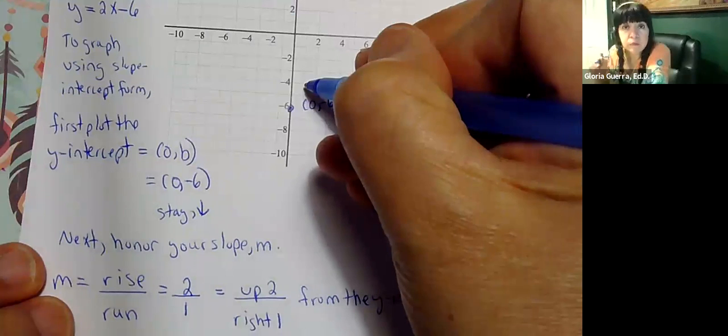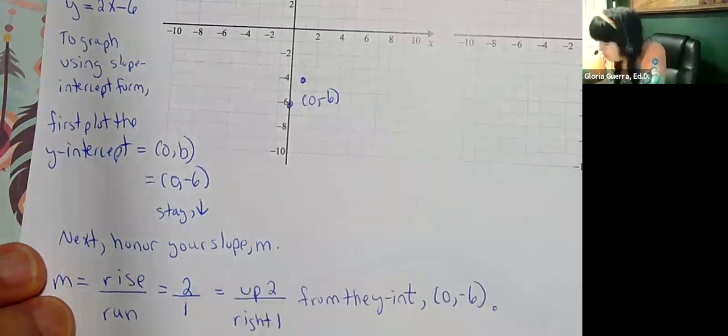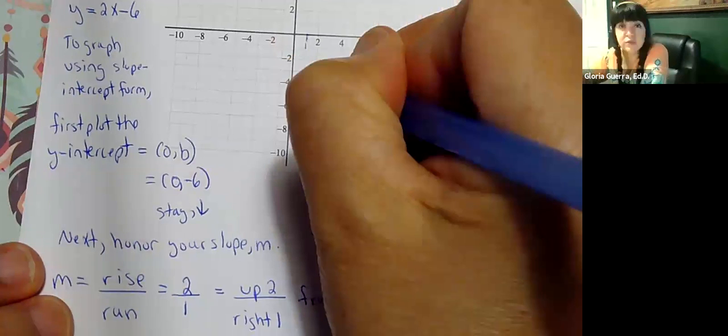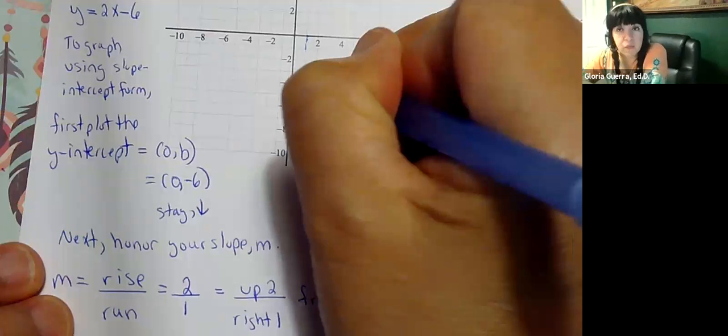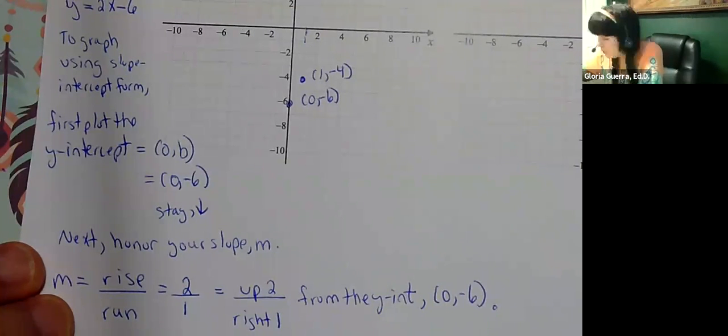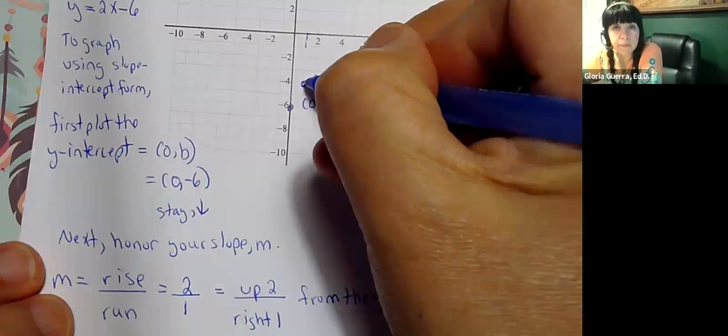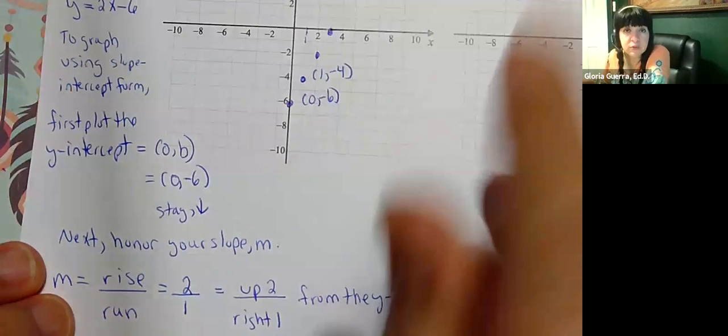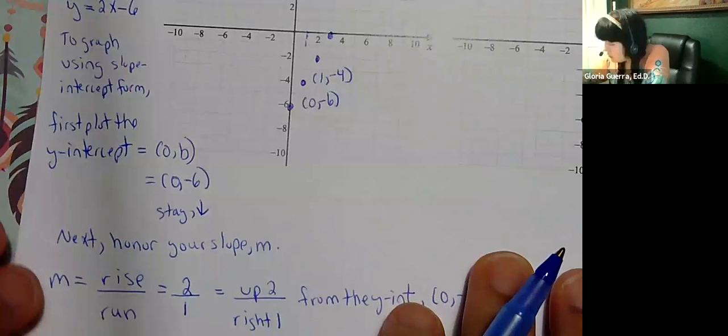Up 2, right 1. And that looks like the point 1, -4. Okay, then I'm going to go up 2, right 1. So from here, I'm going to go up 2, right 1, up 2, right 1. Okay, that's a point of interest. The 0, -6 is the y-intercept.